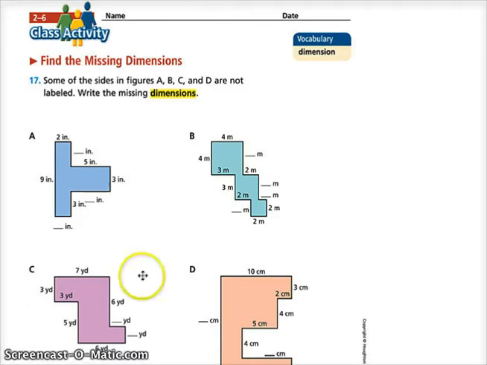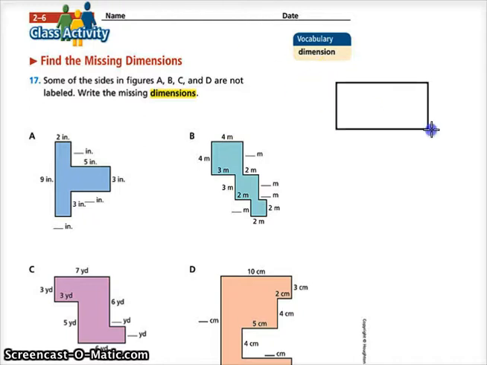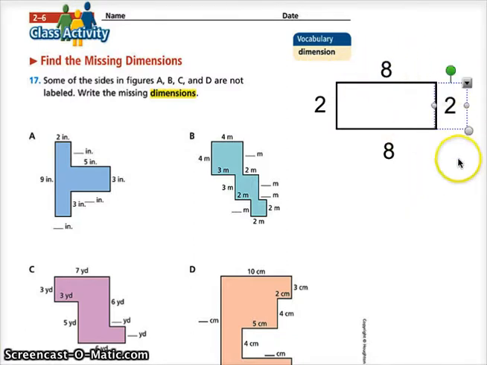Alright, before we start, I want you to think about rectangles. What do you know about rectangles? If this side is 2 and this side is 8, what does that mean this side and this side are? If they are parallel and congruent, that would mean this side has to be 8 and this side has to be 2.